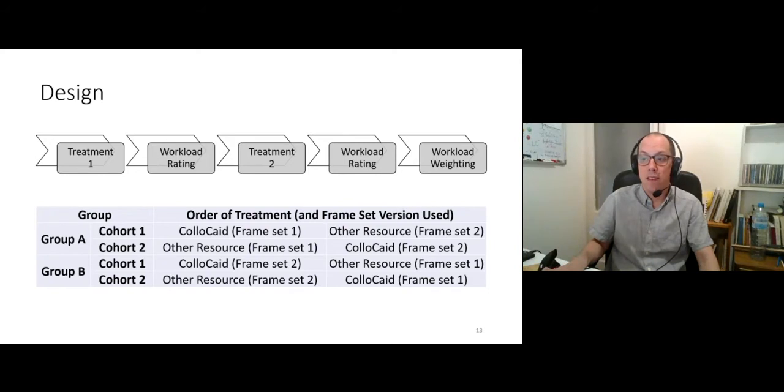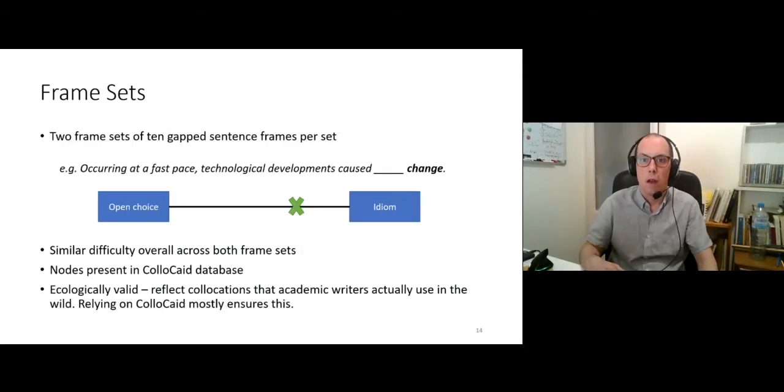So the groups this year, there were two groups following this course. This meant we could split each group into cohorts of approximately 30 students each, which allowed us to use a counterbalance design to mitigate the effects of ordering. I suppose I should say something about the frame sets. So there were two frame sets consisting of 10 gap sentence frames per set.